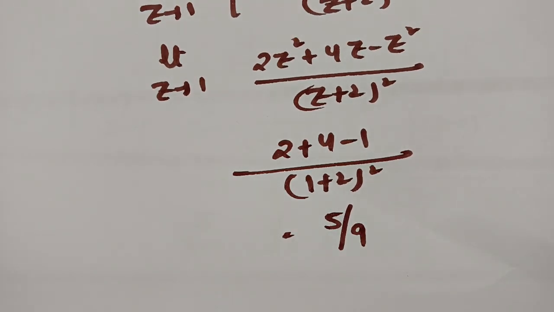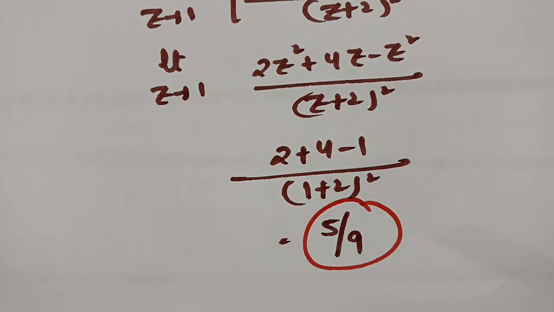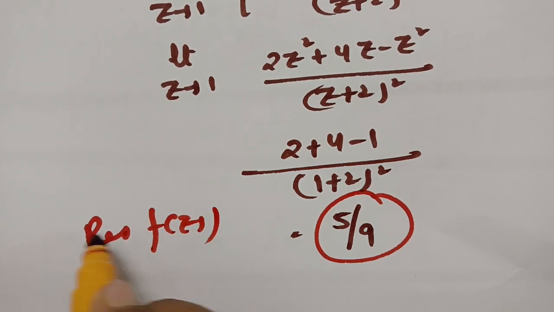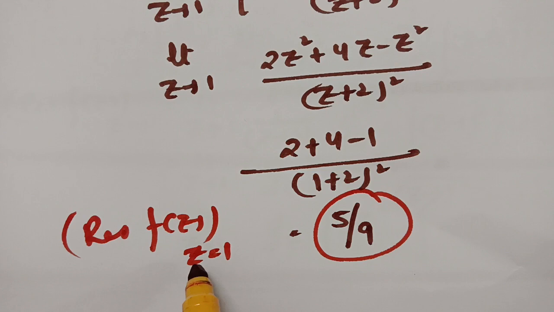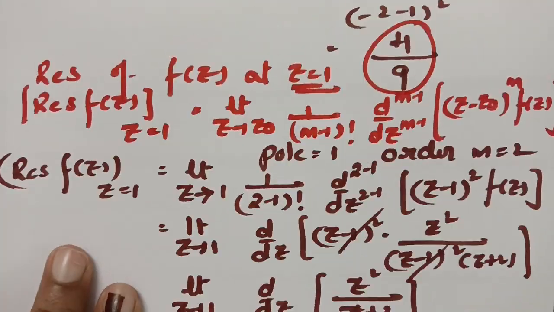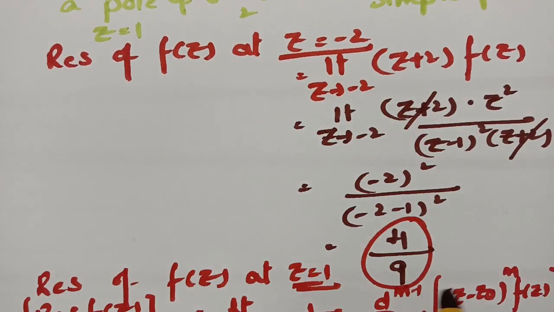So if you observe the value here, the residue for z is equal to 1, that is the residue of f of z at the pole z is equal to 1 of order 2, is 5 by 9. And for the simple pole z is equal to minus 2, this is 4 by 9.